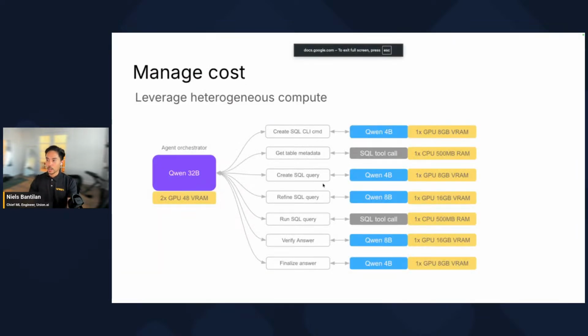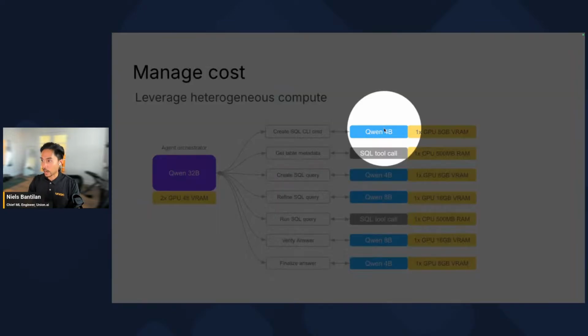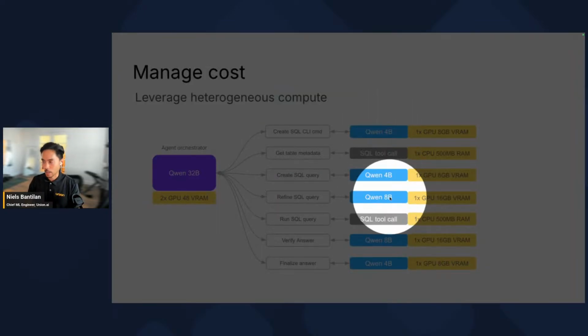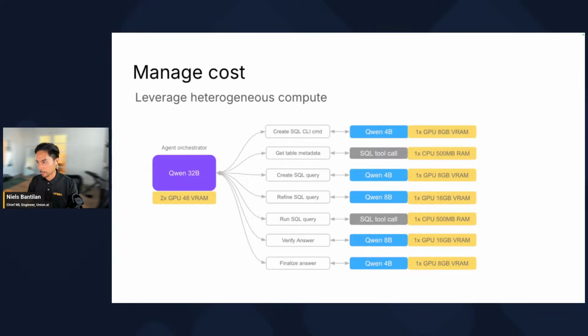Cool. And then for some of my steps, I may be using the Quen 4 billion parameter model. And then for others, I may be using the 8 billion parameter model. I would recommend using 3 different models right at the outset, but let's just assume that this is kind of like what the optimal setup ended up being.